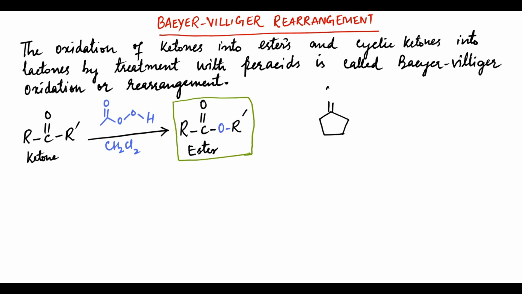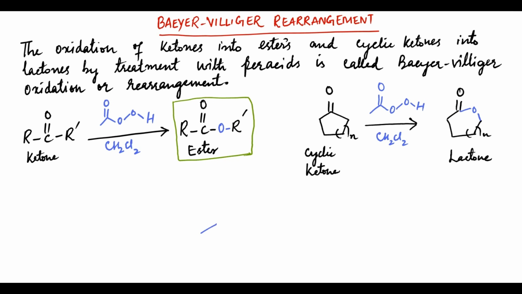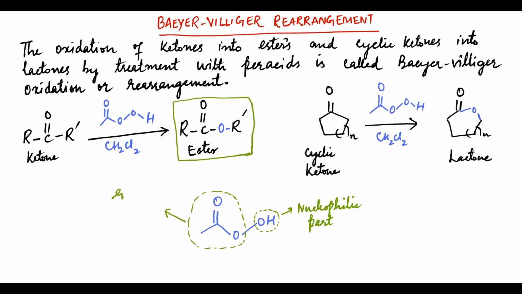Likewise, this cyclic ketone under similar conditions forms this lactone, with oxygen inserted between carbonyl carbon and adjacent methylene group. If we analyze the structure of peroxyacid, the hydroxy group is the nucleophilic part and this acetate is the good leaving group.